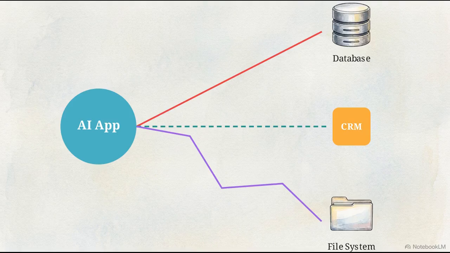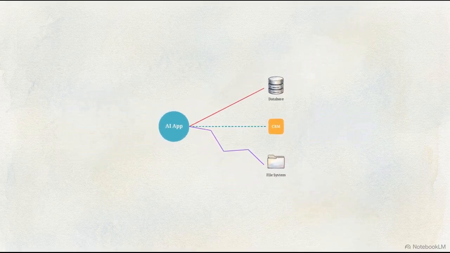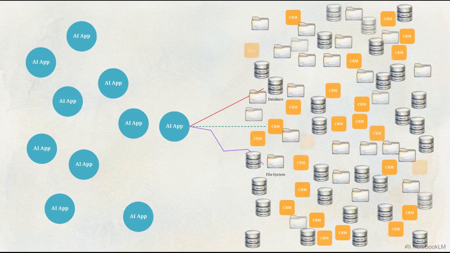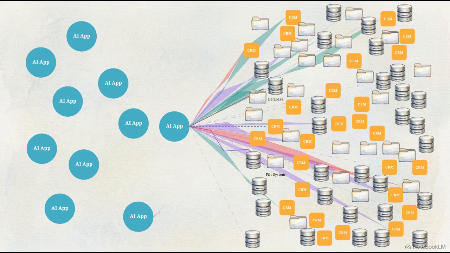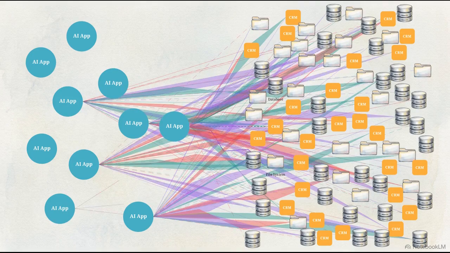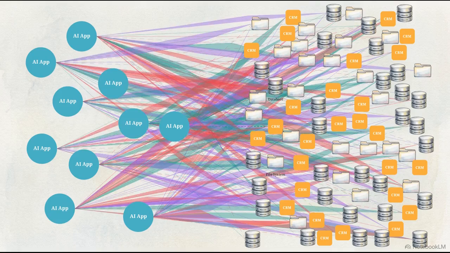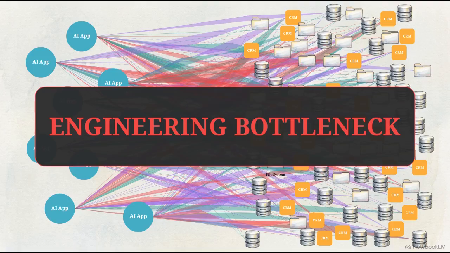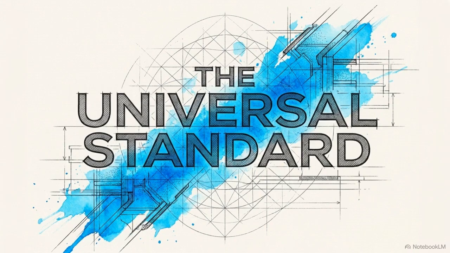Scale that architecture up to 10 applications, talking to 100 different tools, and the math works against you. You are suddenly managing thousands of intersecting, incompatible connections, an engineering bottleneck that breaks under its own weight. The Model Context Protocol, or MCP, is the architectural answer to this hard-coded integration mesh.